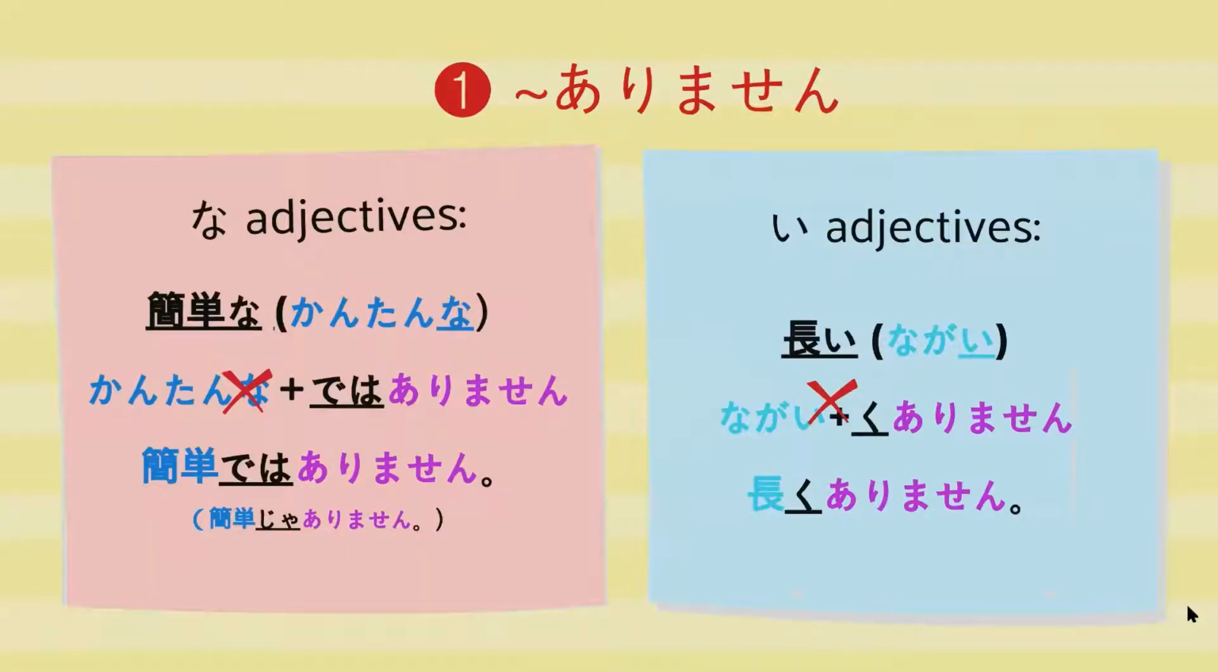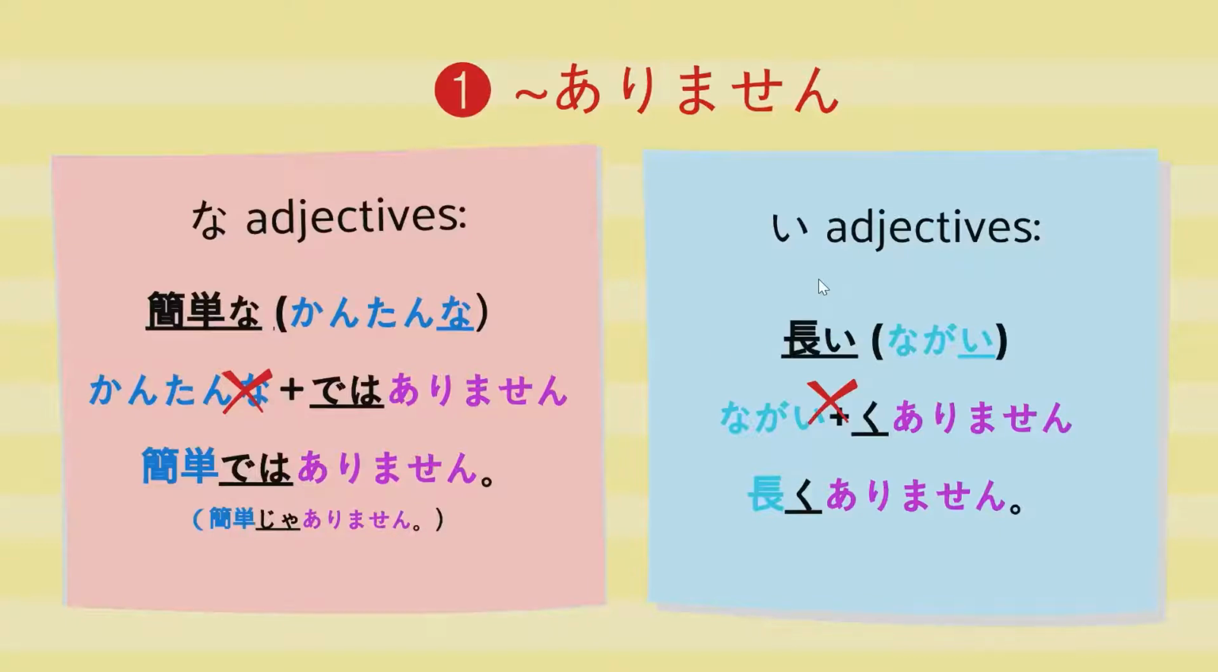For na adjectives, we just have to delete the na, which is at the end of the adjective. So for example, for 簡単な, which means easy, we just delete na here and then add ではありません. 簡単ではありません. And as you may know, じゃ and では are the same in grammatical sense in Japanese, although they differ in formality. So, 簡単じゃありません is also correct.